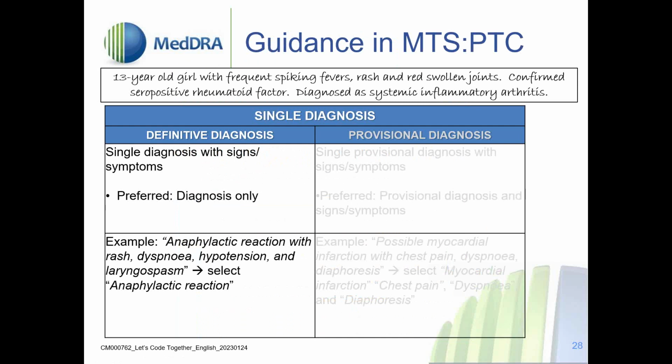Now, to what extent is split coding necessary in this case? Most of you will probably already be familiar with related guidance in the PTC document for Verbatim Terms selection that you can see here. If we have a definite confirmed diagnosis, the preferred option is to code the diagnosis only and to not code the characteristic signs and symptoms in addition. So here you have an example: anaphylactic reaction with rash, dyspnea, hypotension, and laryngospasm. We would only code to anaphylactic reaction. And we always refer to this preferred option in our trainings.